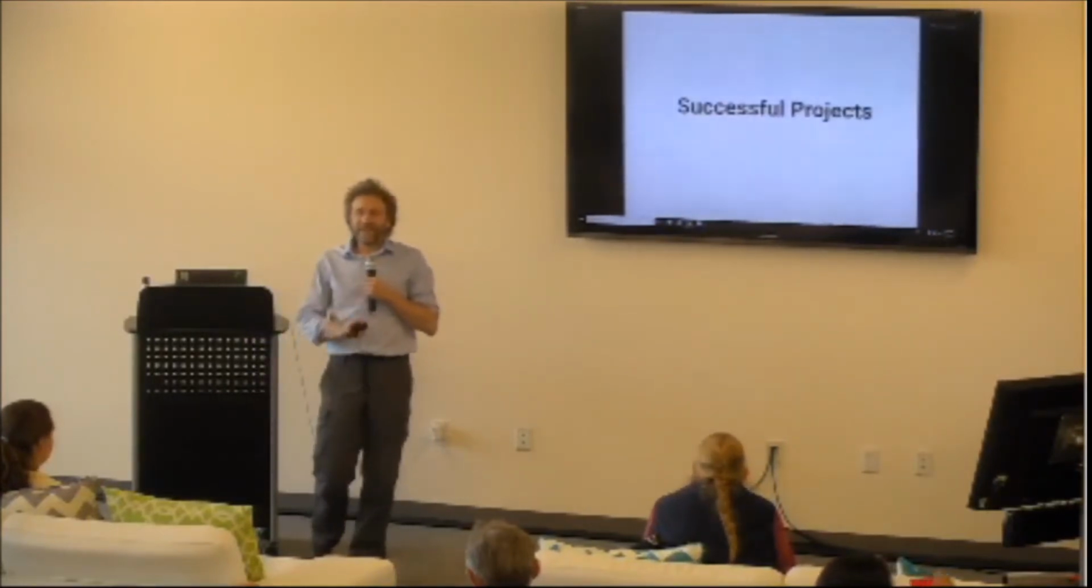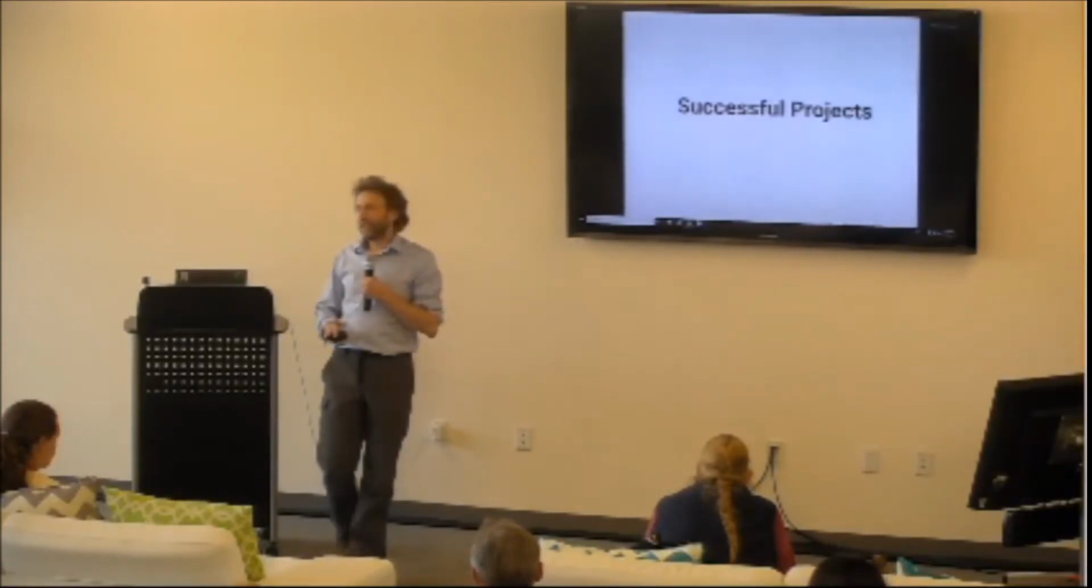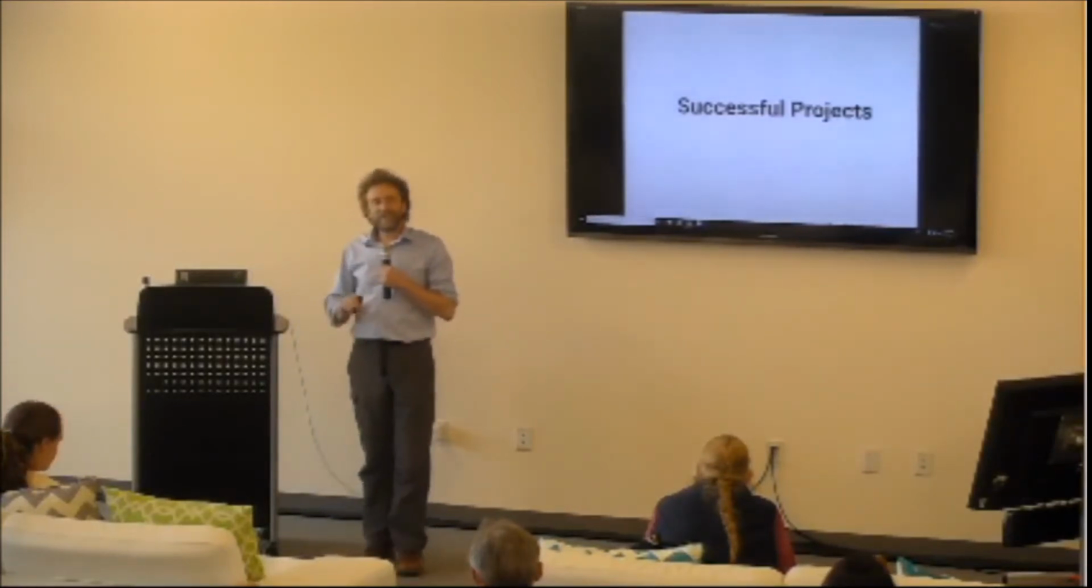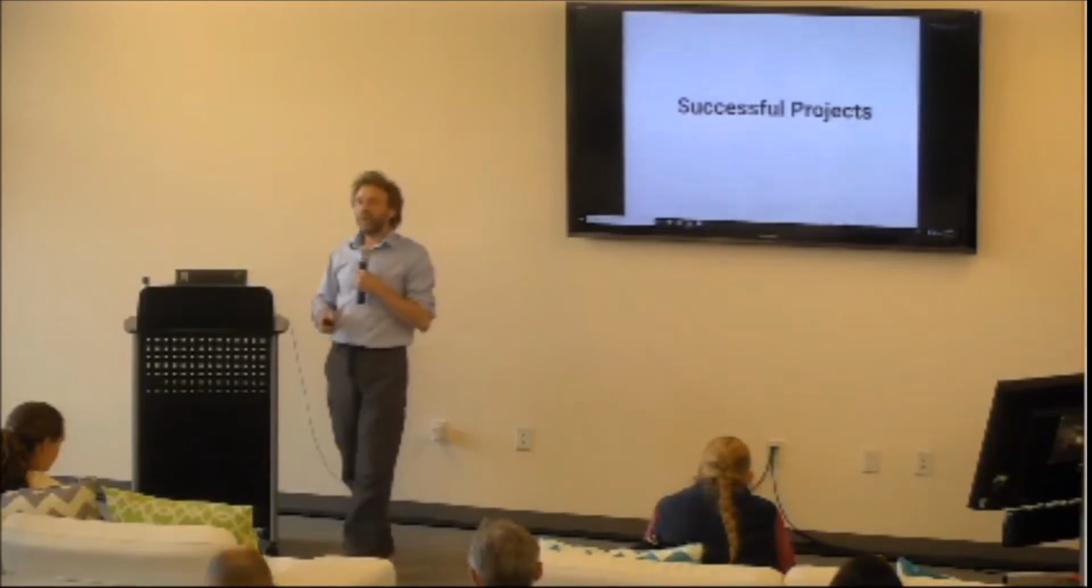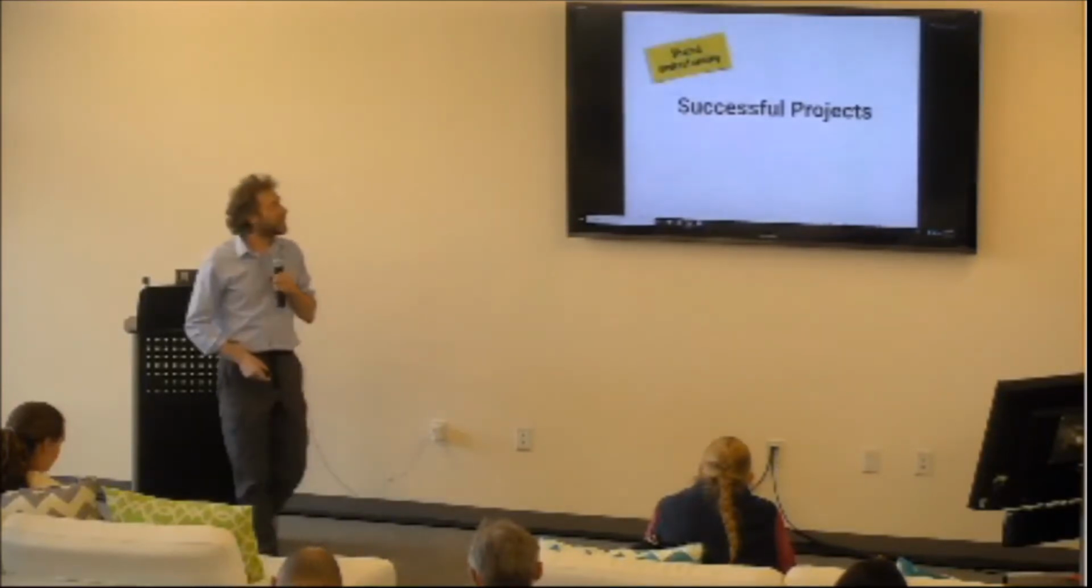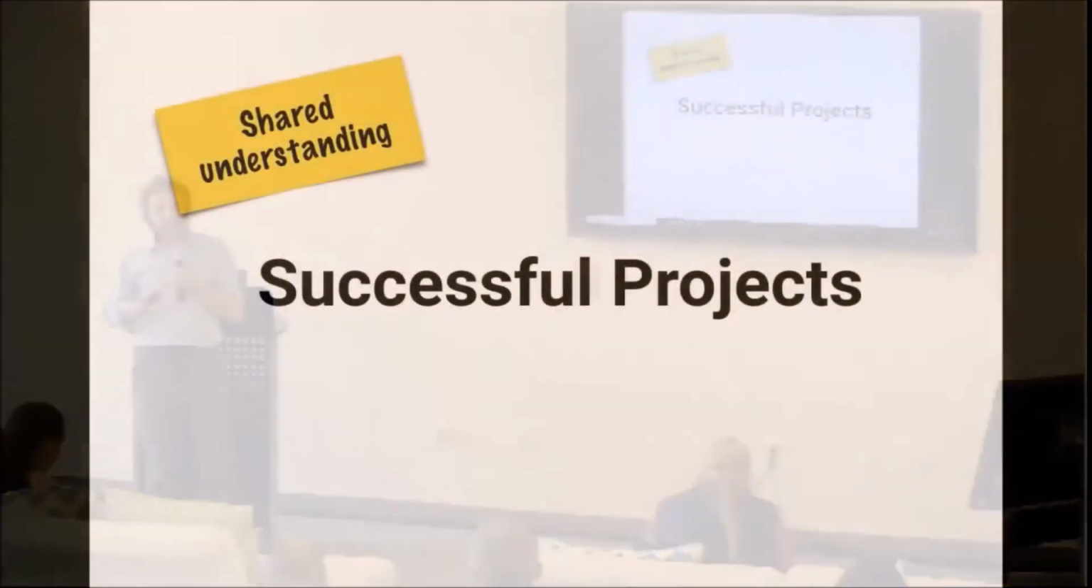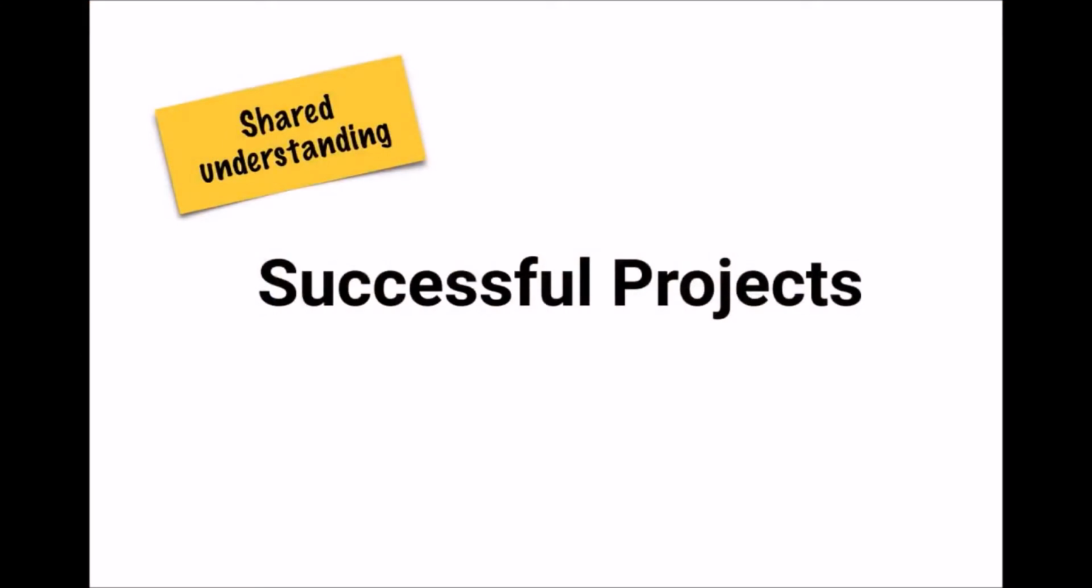So let's think about what a successful project looks like. There are a few things that I think we look for in successful projects. The first one is that everyone on the team has to have a similar, if not identical, understanding of what the project's about. If one person thinks it's about delivering a roller coaster and the other person thinks it's delivering a tire on a swing, we're going to end up with people being disappointed.